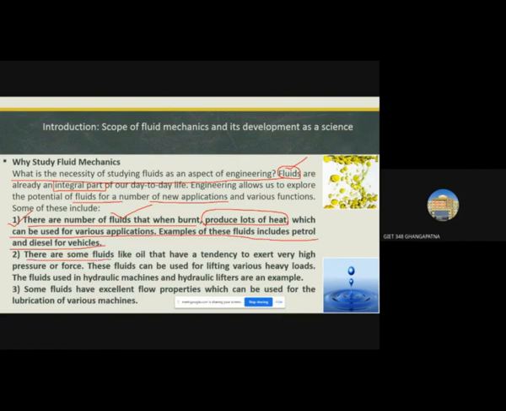And there are some fluids, when you burn them, they produce heat. And there are some fluids like oil, which have the tendency to exert high pressure. Right? Hydraulic. Maybe you might have seen this automatic door closer. Have you seen? When you open a door, no need of closing it. You simply leave it, it will automatically close. On the upper side, there is one small mechanical device, that is hydraulic.